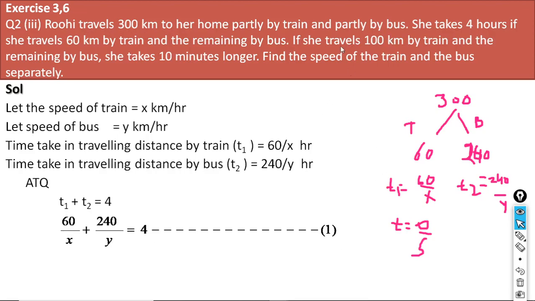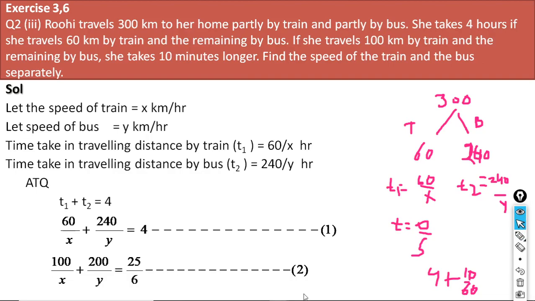Now in the second case, if she travels 100 km by train, the rest will become 200 km. She will take 10 minutes longer. The total time is 10 minutes longer than 4 hours. We convert 10 minutes into hours: 10 upon 60. By simplifying, we get 25 upon 6. So the second equation is 100 upon x plus 200 upon y equals 25 upon 6.